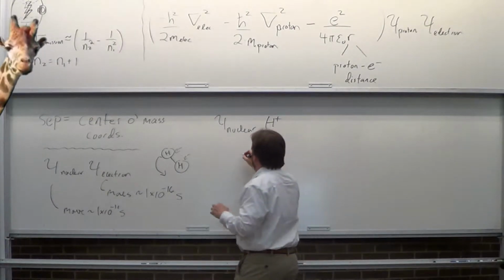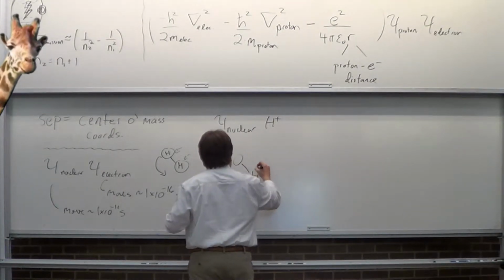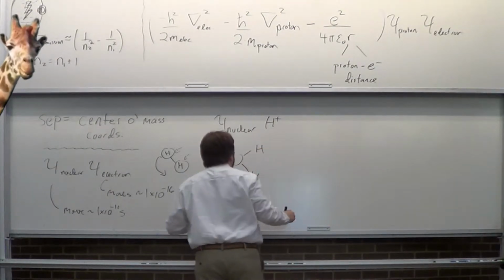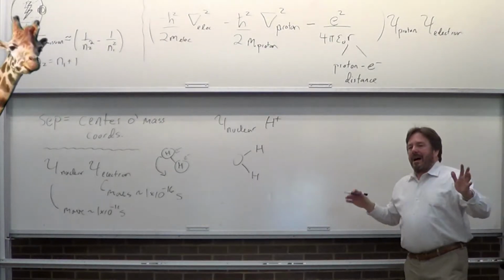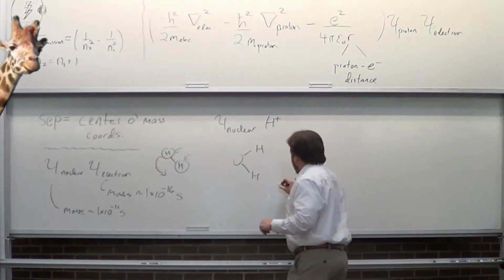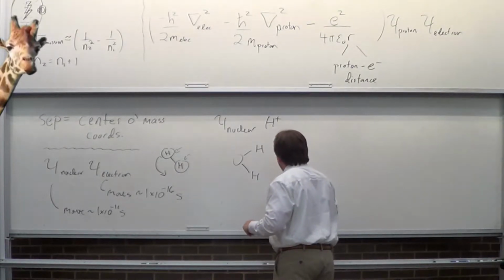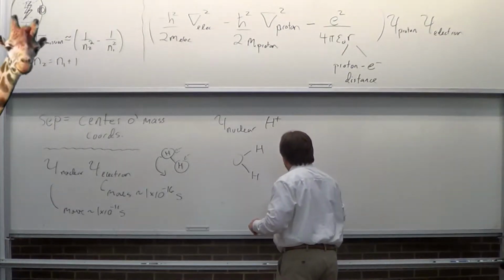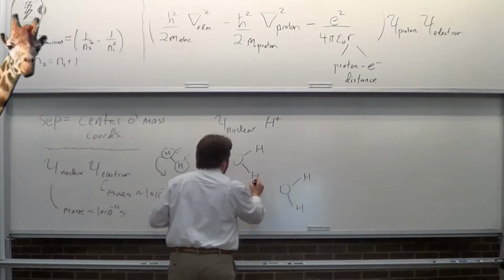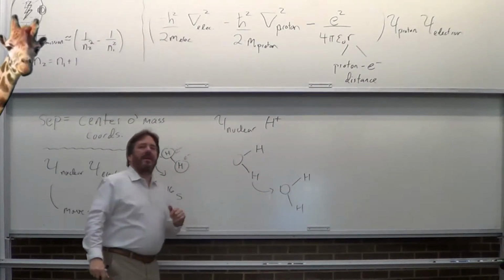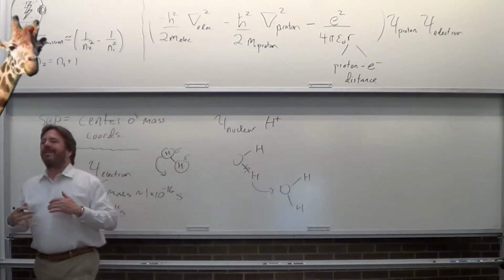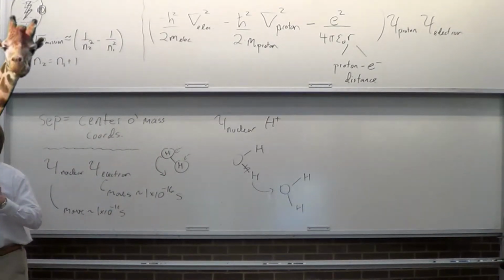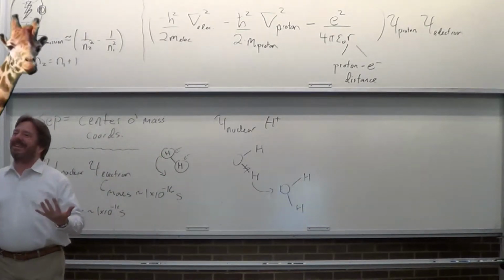Now let me give you an example. Okay, let's take H2O. Now, here's what happens. The protons in water can tunnel. They can tunnel to another water molecule. So what happens is, it pops over there. This bond breaks and it pops over there. Now, the reason this is quantum mechanical is that it's tunneling.